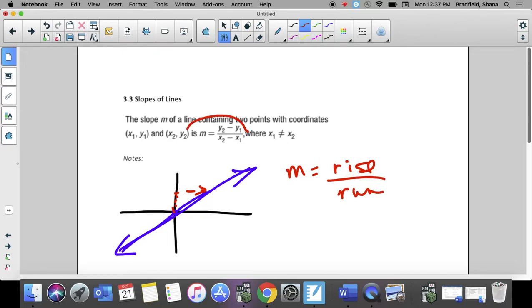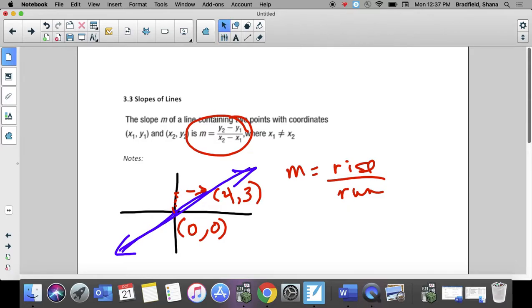The other way I can find slope is by using the equation y2 minus y1 over x2 minus x1. And so in this case, our coordinates are (0, 0) and maybe (4, 3). And so those would be our x1, y1, x2, y2 that we would substitute into the equation. Doesn't matter which one's point 1 or point 2.